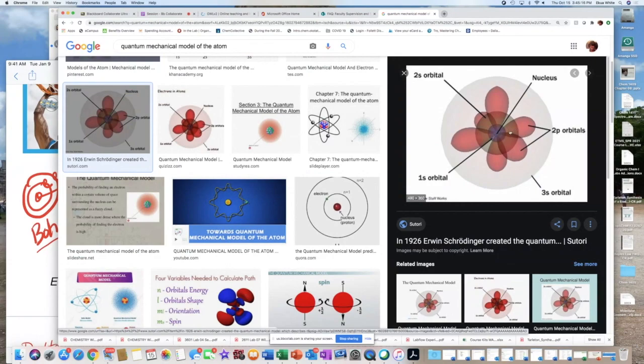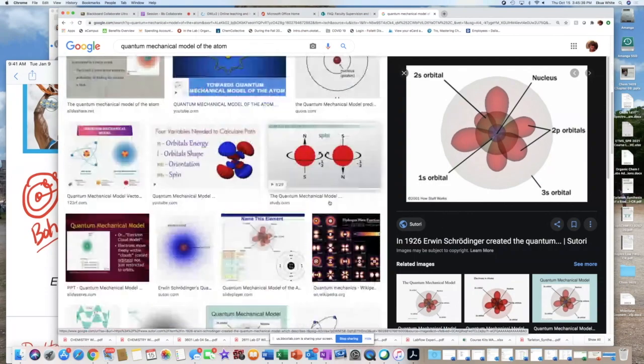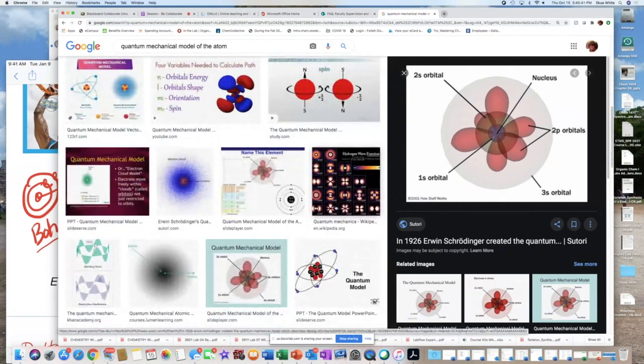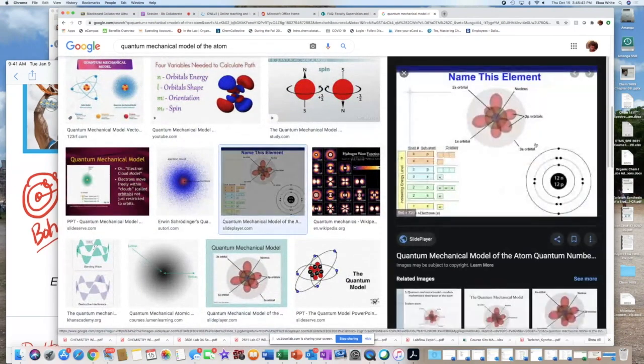There is a nucleus here, and then around the nucleus there's a bunch of different shapes. Some of them are spherical, like what Bohr saw: a small sphere, a bigger sphere, and then it keeps going bigger and bigger. Some of them look like these balloon structures right here, like a figure eight or what looks like a flower, and that keeps getting bigger and bigger. So it gets complicated.